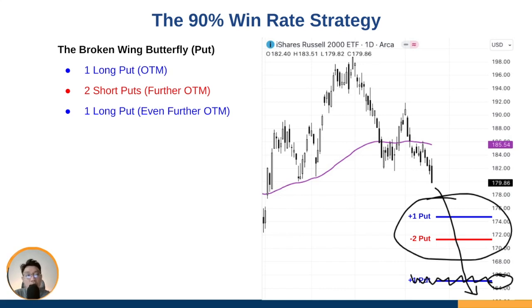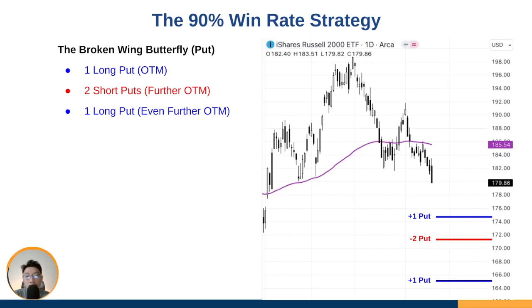But if you have this put broken wing butterfly down here, the market can go all the way down for all you care. You already got your max risk cap. You're not going to lose more than that, right? So that is why this long put down here is pretty important for you to define your risk. All right, so this is how you actually construct the put broken wing butterfly. Slightly more steps than the normal credit spreads that most people are used to. There are 3 legs, all right?